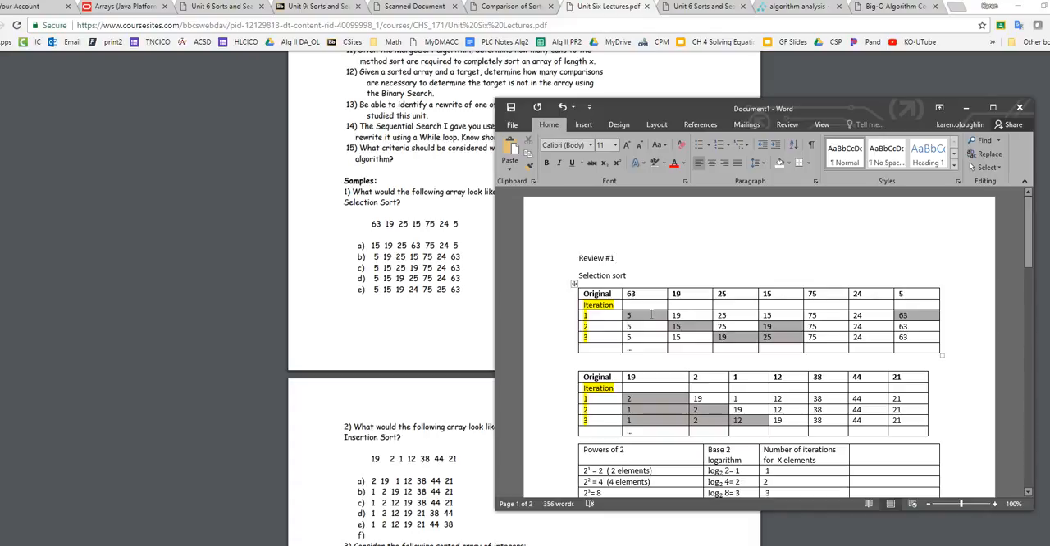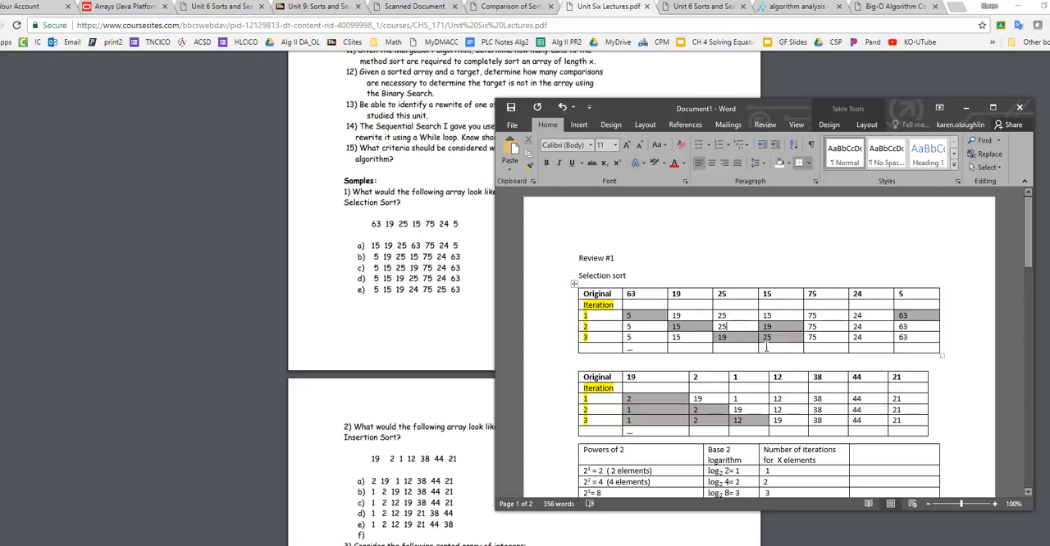Now the 5 is in the correct position, so the algorithm continues and it starts looking from index 1, which is 19, all the way through the rest, and it finds the next smallest, which is 15. So then it swaps 15 with 19 on the second iteration, and then on the third iteration it starts looking at index 2, which has a value of 25. It goes through all of the rest and it finds that the smallest value was 19, so then it swaps 19 and 25.